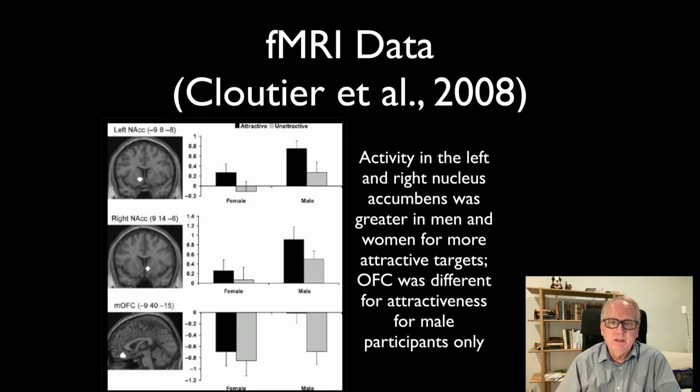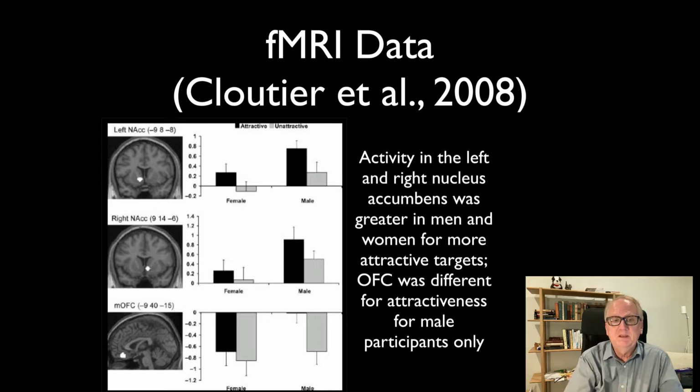And so it didn't seem to be different for attractive and unattractive targets for the female participants, but it was for the male participants. So you see, here's another study many decades later, also interested in an experimental way in looking at how people respond to other people in terms of attractiveness. But this study obviously was done in the laboratory.